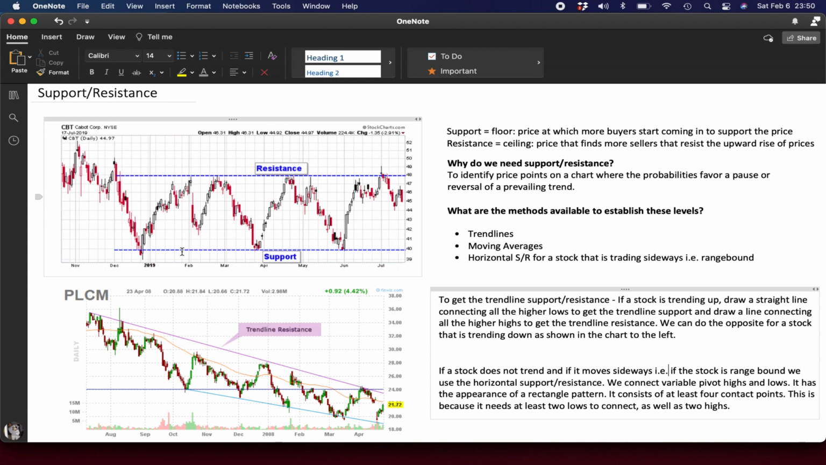Say it hits the support. Now, two things can happen. At this point, either the buying interest is going to go up, so the stock can go back up, or it could violate these established support levels, and a breakdown to the downside could occur until the stock hits the next support level. Now, that violated support level would become the new resistance, if you know what I mean.